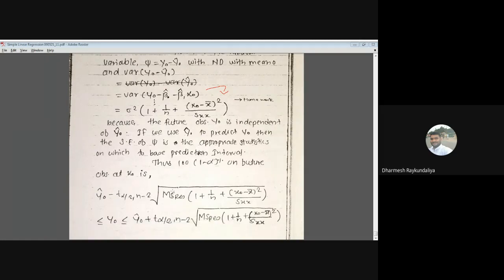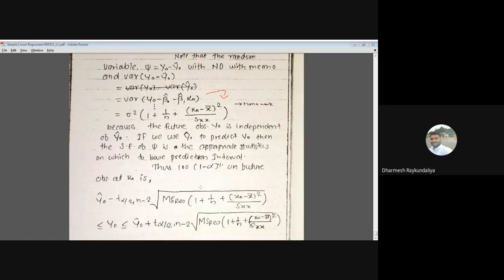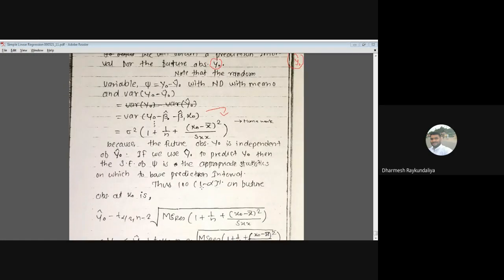Future observation y0, prediction interval for y0 given x0, then here one will be added, plus 1 gets added, why? Because variance of y0 is sigma square. So this is all about the simple linear regression. Any questions up to this? No.